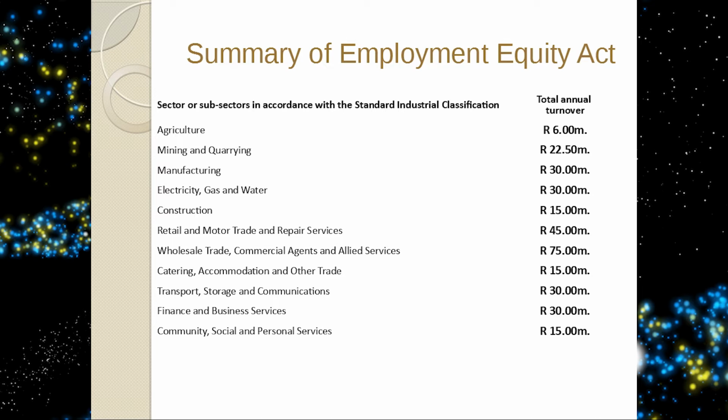Let's assume you operate a farm and you have 10 employees, but your turnover is more than 6 million rand per year, then you're also deemed a designated employer and also need to comply with all the rules as per the legislation. Okay, you can also go through the list there. I believe you did receive this presentation as well. It will also be placed onto YouTube by next week, Wednesday. Mining and quarrying, annual turnover above 22.5 million, manufacturing 30 million, construction 15, retail and motor trade 45, wholesale 75, etc. The list goes on.